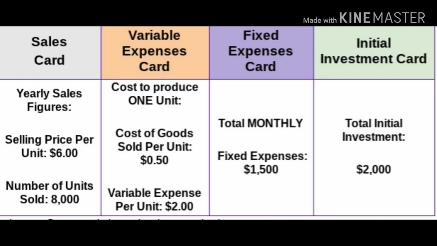So for example, if it says like the yearly sales figures are $6 per unit and the number of units sold was 8,000, how much did they make for that whole year? So you have to do some math behind that too. Okay, just to give you a heads up. And remember, the winner is the person who does it accurately.